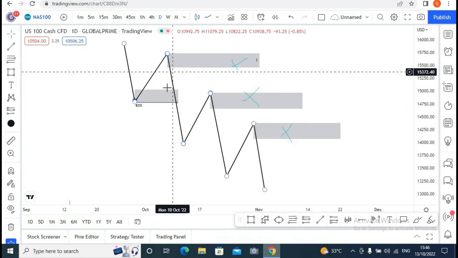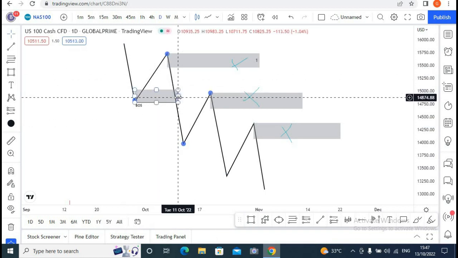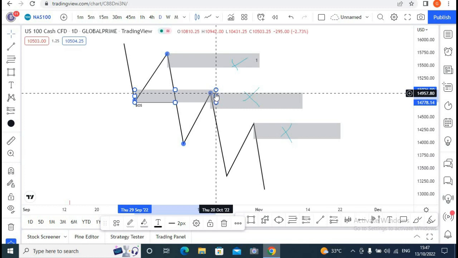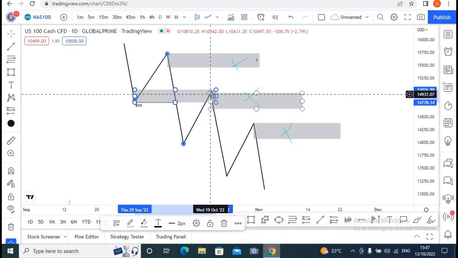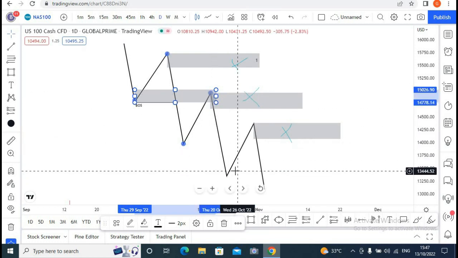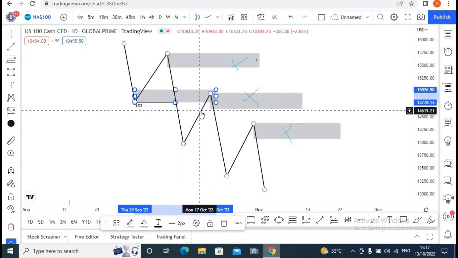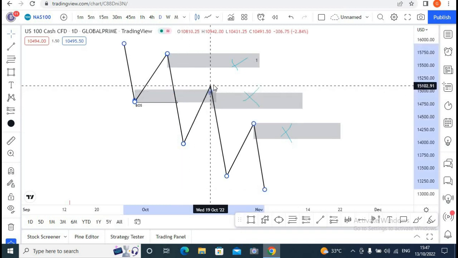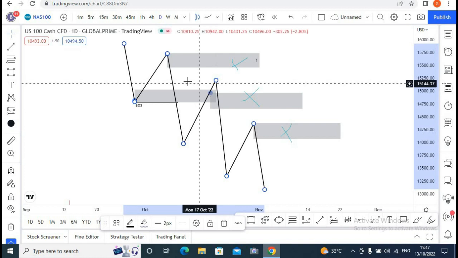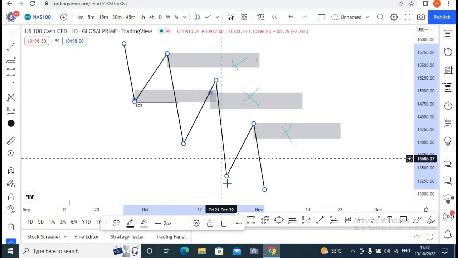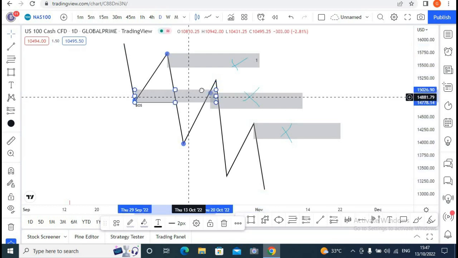But supply overpowered demand. Now this zone will become our breaker block level, right? And then the price will shift the market going to the downside. Sometimes it can also come above this breaker block, to the fair value gap, and then shift the market going to the downside. So you have to understand that.